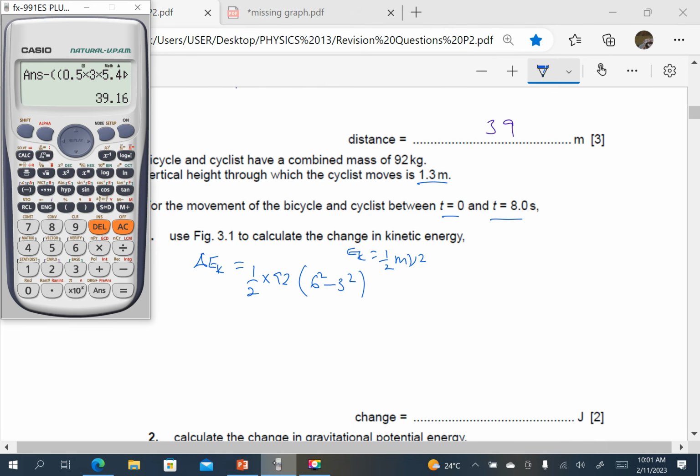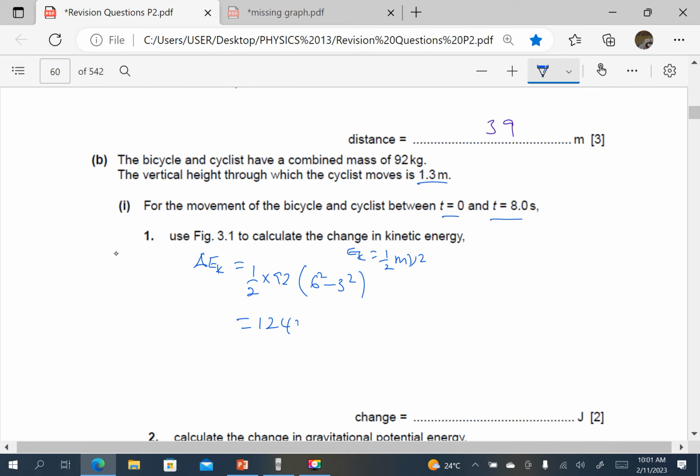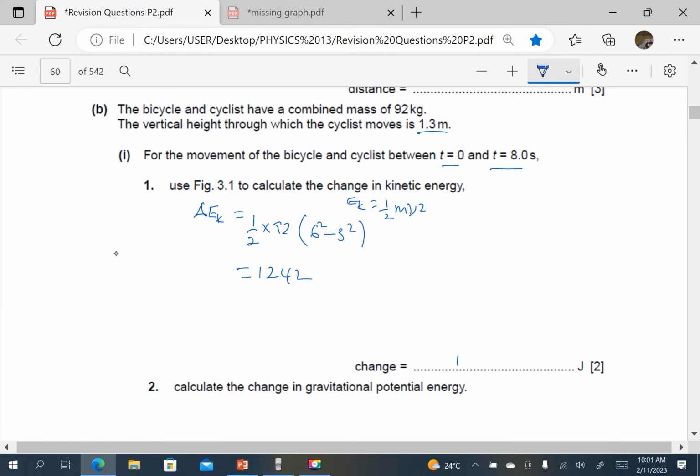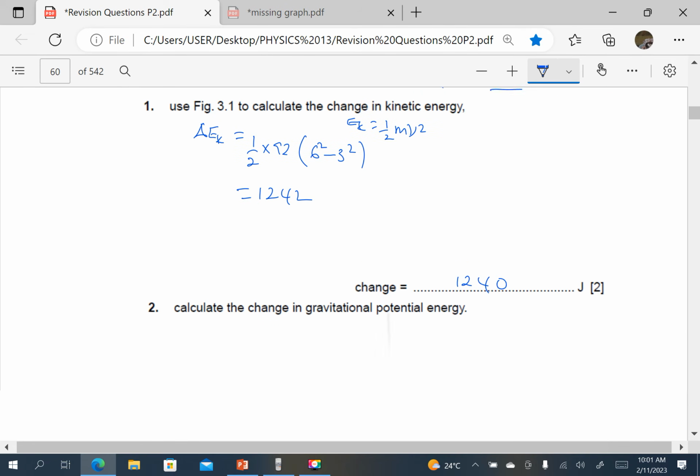So we just press our calculator, 0.5 times 92 times 6 squared minus 3 squared. That is 1242, which is 1240 to 3 significant figures.